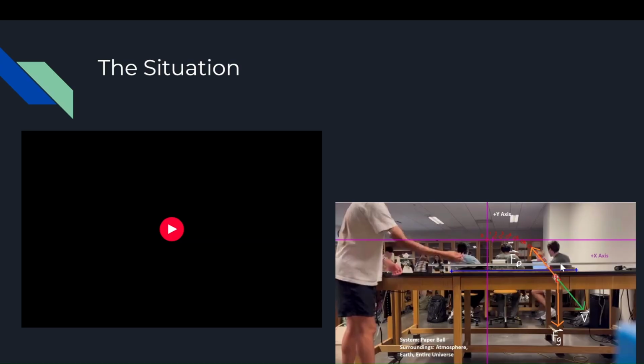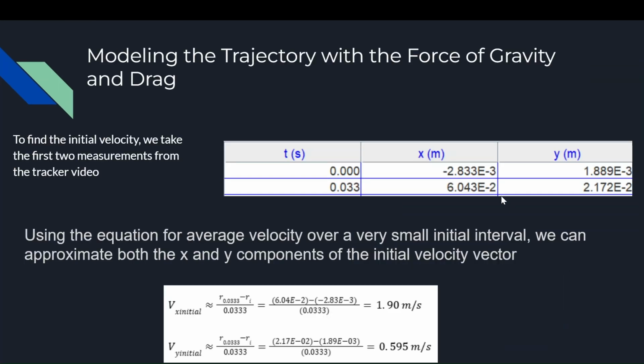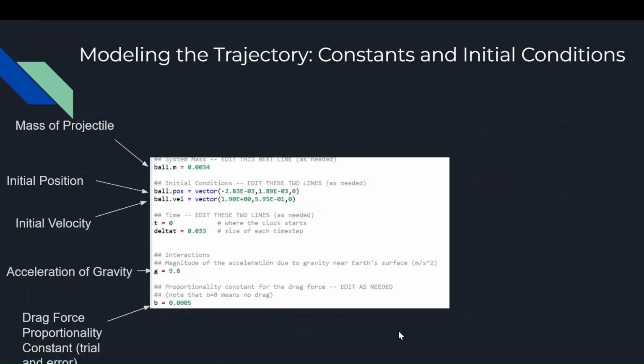So modeling the trajectory with the force of gravity and drag, to find the initial velocity, we took the first two measurements from the Tracker video, and using the equation for the average velocity over a very small interval, we can approximate both the x and y components of the initial velocity vector using these calculations here. We can then put these into our GlowScript code by declaring the mass of the ball, the position and velocity, the acceleration of gravity, which is always 9.8, and the drag force proportionality constant, which was determined experimentally.